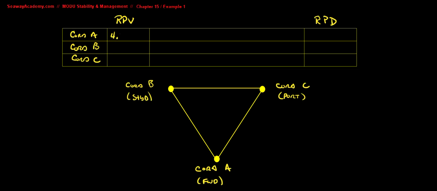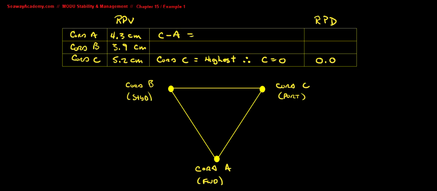So in the measurement for chord A, we found it to be 4.3 centimeters. For chord B, 3.9 centimeters, and chord C, 5.2 centimeters. Now, since chord C is the highest of the three chords, we let chord C be represented by 0. So the RPD for chord C is 0.0. Now, since this is the highest, chord C will be our reference to calculate chord A and B.